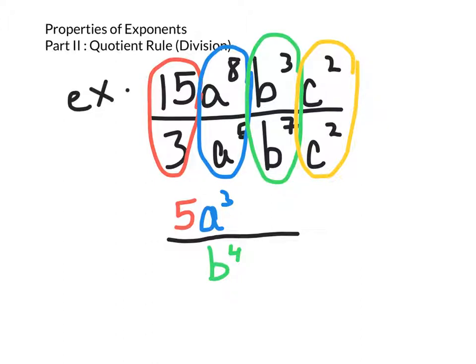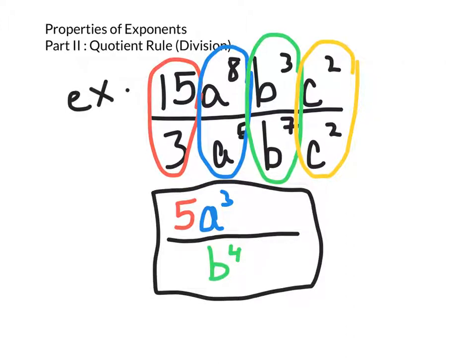And so my final answer is going to be 5a to the 3rd, all divided by b to the 4th.